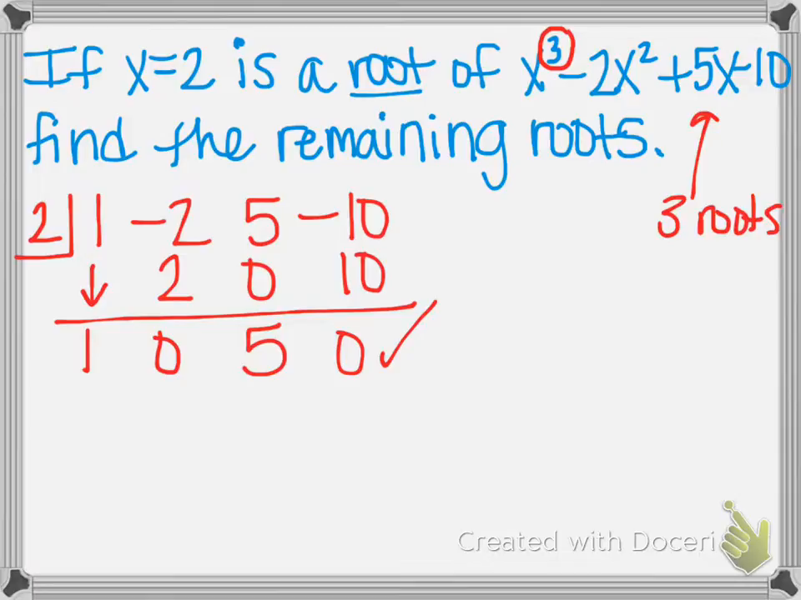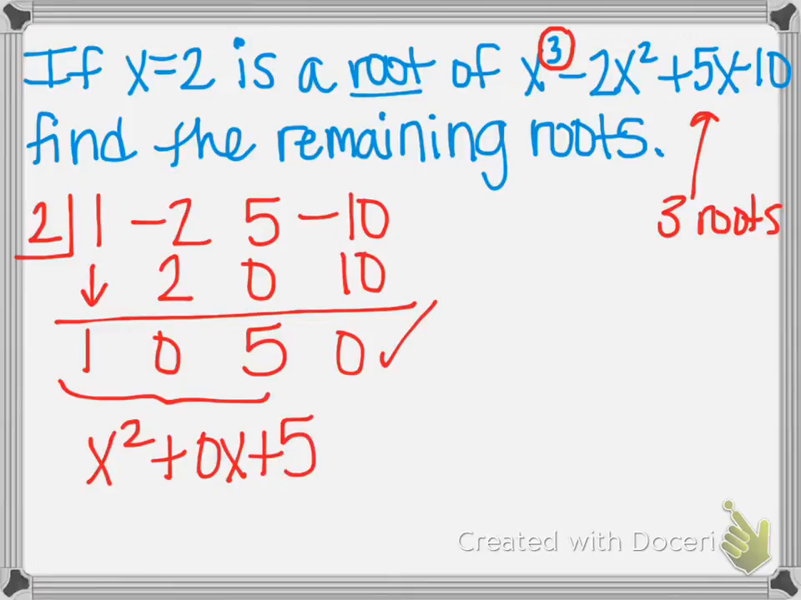Now, in order to find the rest of the roots, I have to figure out what polynomial I'm left with. That's my quotient. I don't need that 0 anymore, but this would actually be x squared plus 0x plus 5. Or if you want to just make this a little simpler, x squared plus 5. That's what I have to solve. So I'm going to set this equal to 0. You have options here. You can keep that 0x and try to factor it like a trinomial. You could complete the square. I think the easiest way here is to take that little square root shortcut. I'm going to subtract 5 on both sides.